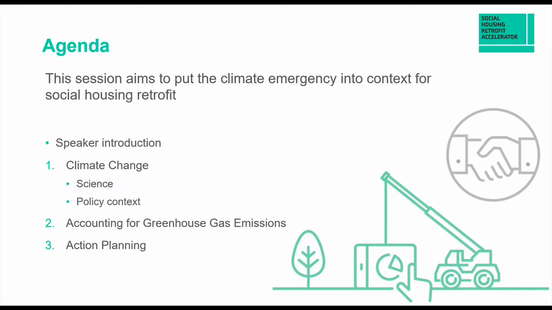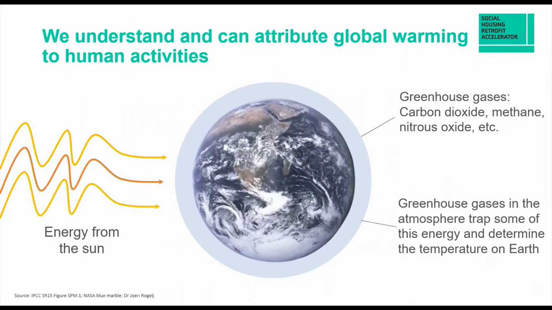But let's start really with a very simple point. We know that life on Earth would not be possible without greenhouse gases. They provide the natural barrier that creates the livable environment we're all familiar with. So how is it that they have become such a problem, needing urgent action?